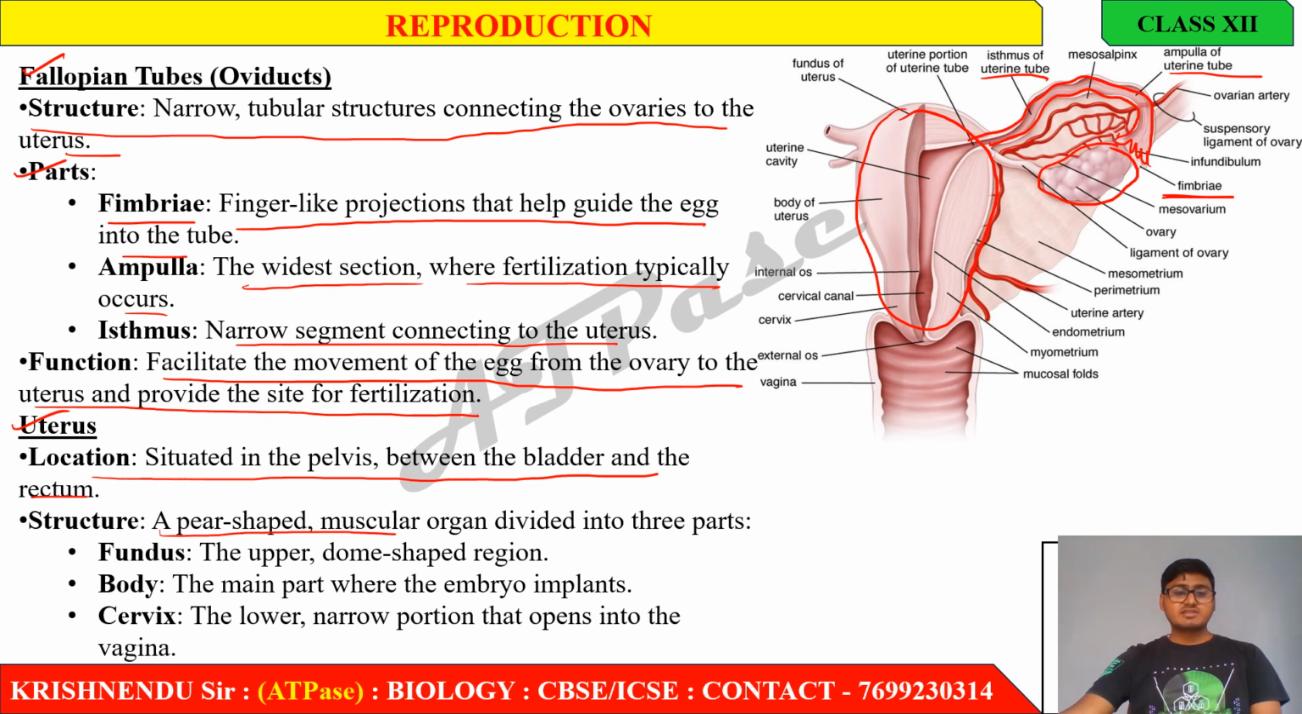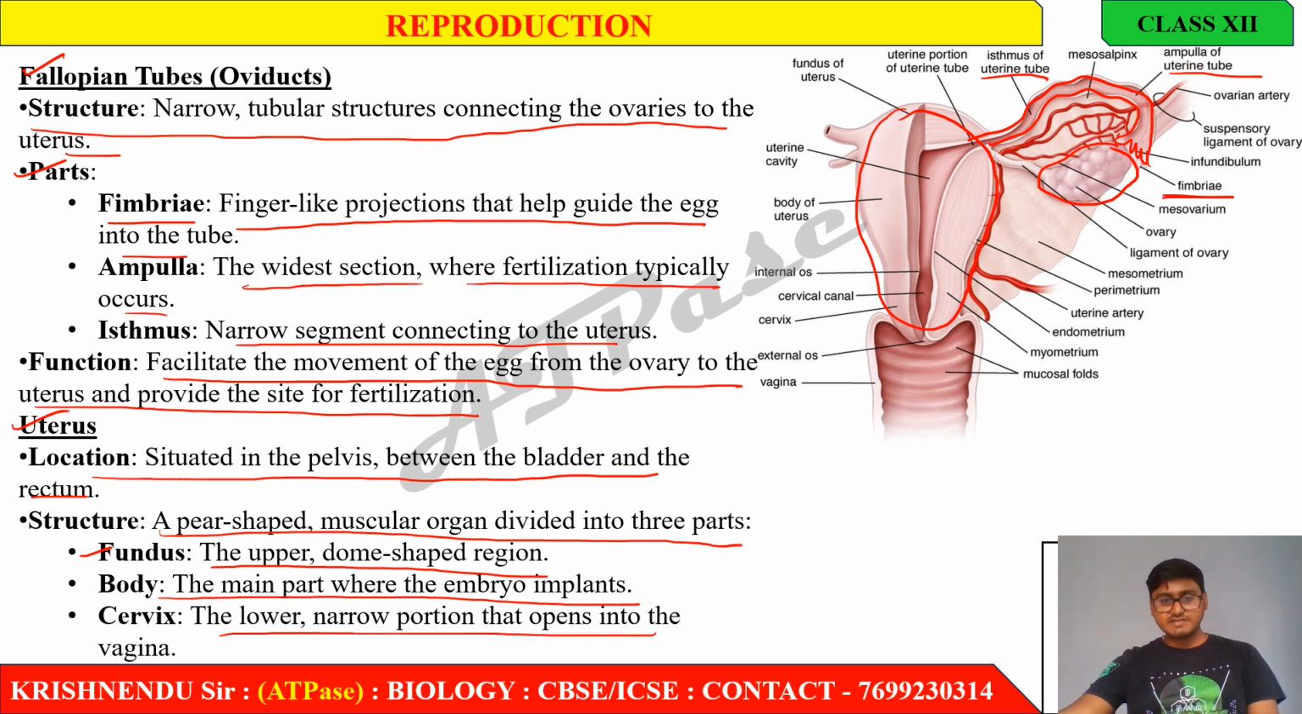Structure: a pear-shaped muscular organ divided into three parts. At first, the fundus. The upper, dome-shaped region is known as the fundus. Next, the body. The main part where the embryo implants is the body of the uterus, and the cervix, the lower and narrow portion that opens into the vagina. This is known as the cervix. This is the body, and this is the fundus portion of the uterus. Okay, so this is the basic structure of the fallopian tube, ovaries, and uterus. I hope this slide is very much clear to you. Let's move to the next slide.